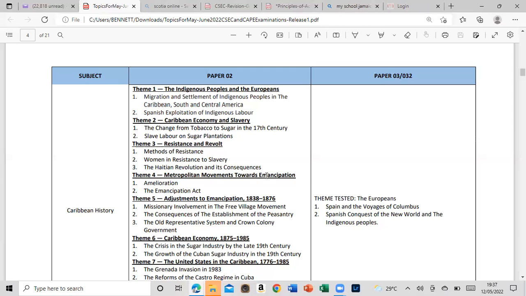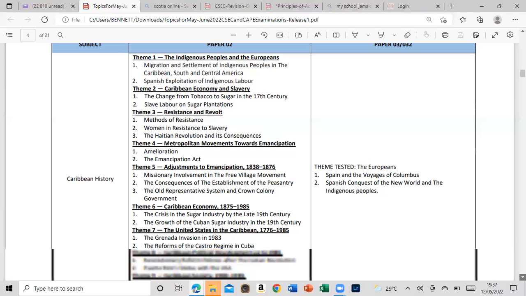All right, team 5, adjustment to emancipation, and that's from 1838 to 1876. Missionary involvement in the free village movement, the consequences of the establishment of the peasantry, the old representative system of the crown colony, and we matter about the British rule and all of those things. Team 6, the crisis of the sugar industry in the late 19th century. The growth of the Cuban sugar industry in the 19th century and the United States in the Caribbean and Pacific. The Grenada invasion in 1983, the reform of the Castro regime in Cuba.